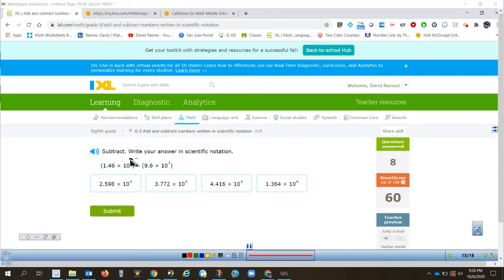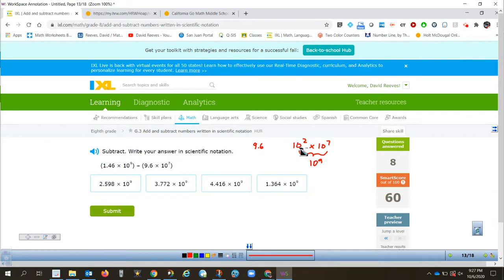So 1.46 times 10 to the ninth is going to stay. And I need to change 9.6 times 10 to the seventh. And I need it to be what? I need it to be 10 to the ninth, right? So what do I have to put here? I have to put 10 to the second here. Do you guys agree? 10 to the second times 10 to the 9.